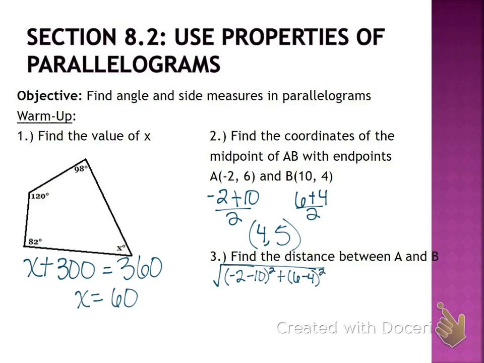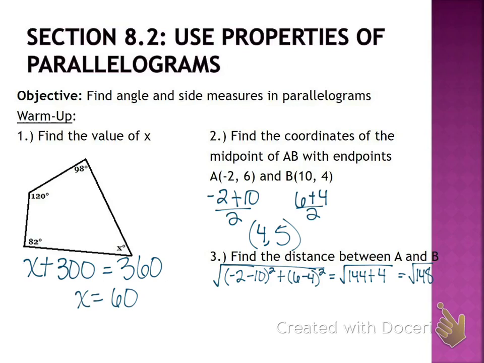If we take negative 2 minus 10, what do we get? Negative 12. If we square negative 12, what do we get? 144. Plus 6 minus 4 squared. Add those together. 148. Okay, we could get a decimal approximation, or we could just see if that radical simplifies.